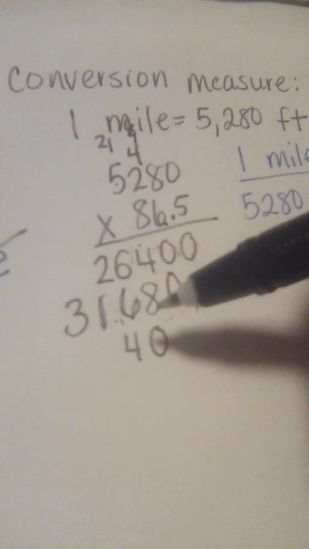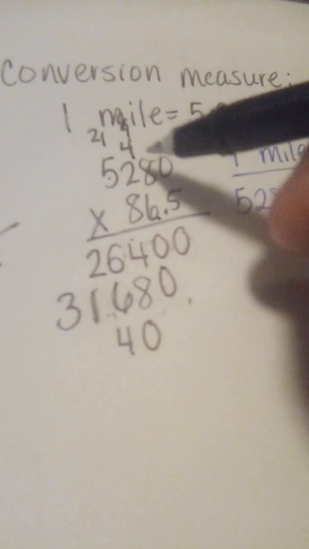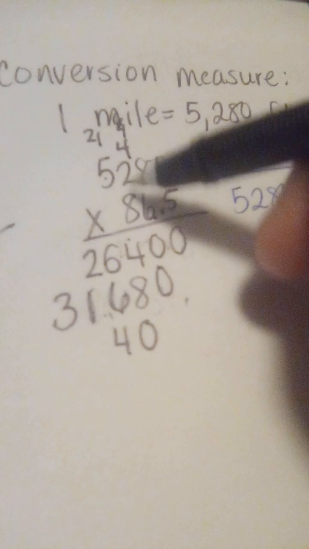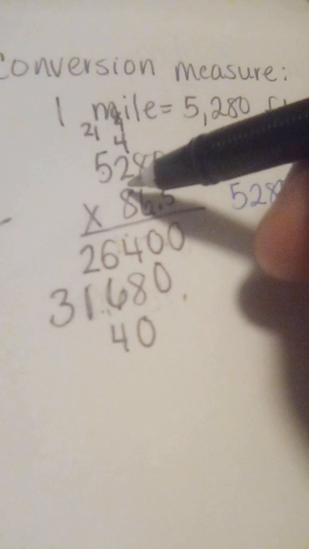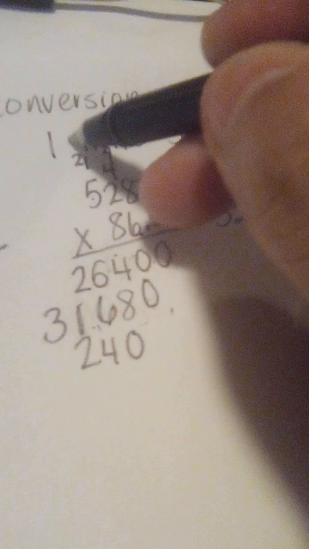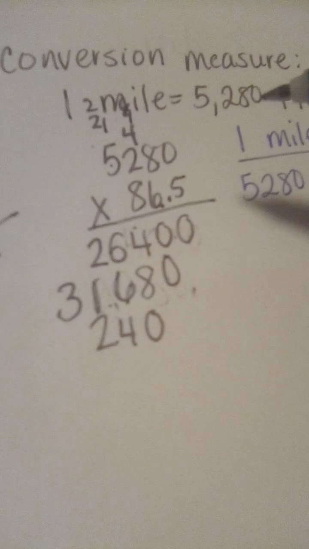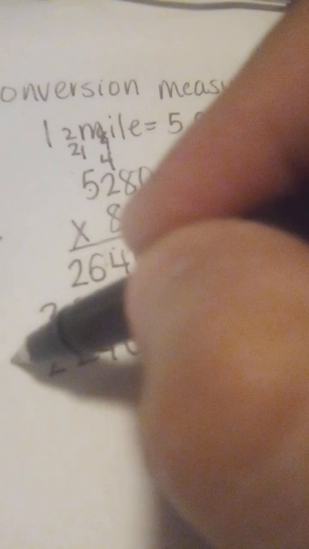All right, now we got 8 times 8 is 64. Carry the 6. 2 times 8 is 16. Add 6 more, 22. Carry the 2. 5 times 8 is 40. You got 40, it'll be 42.